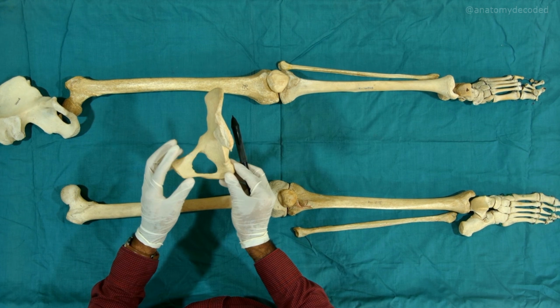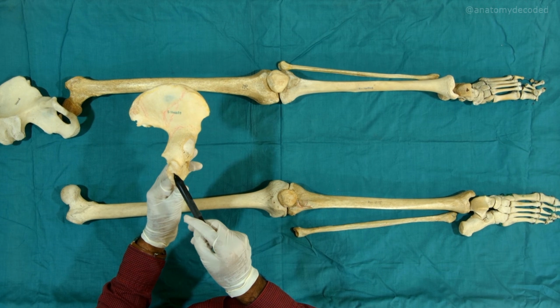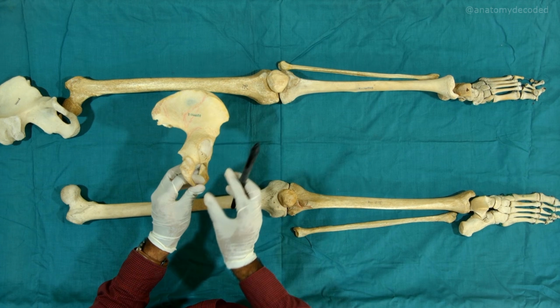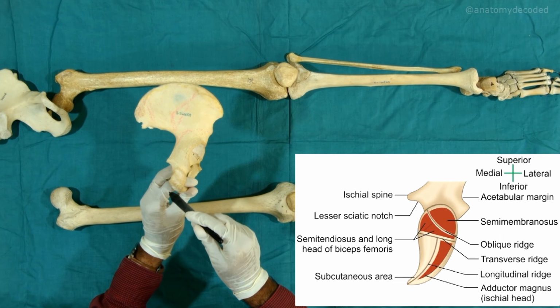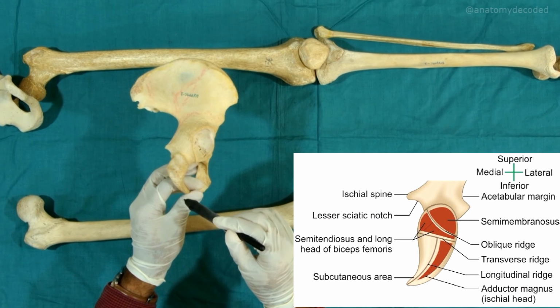Okay, as we see this part, this is the ischial tuberosity. Okay, there are muscles of the posterior compartment of the thigh which are called as hamstring muscles, which are attached here. Okay, so this ischial tuberosity has got parts, different parts. Okay, there is an upper quadrangular part and lower triangular part.